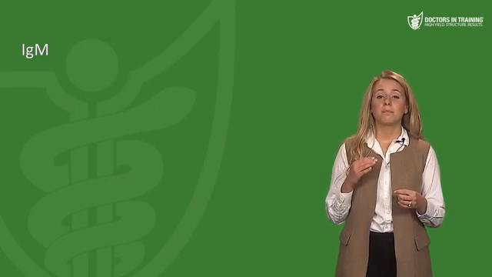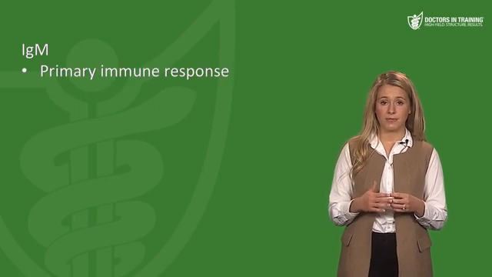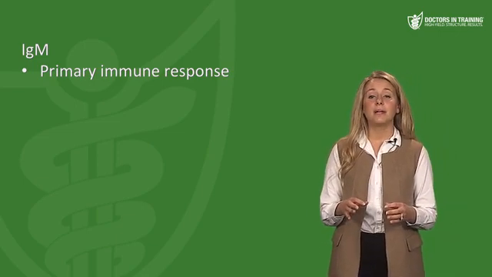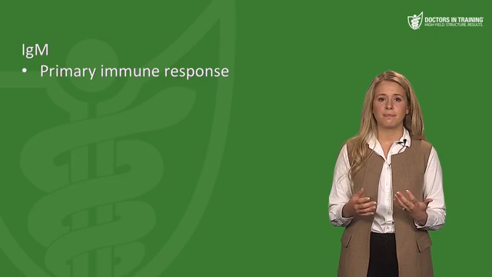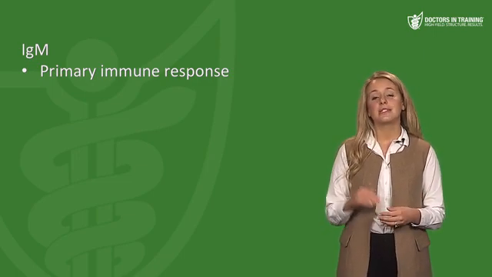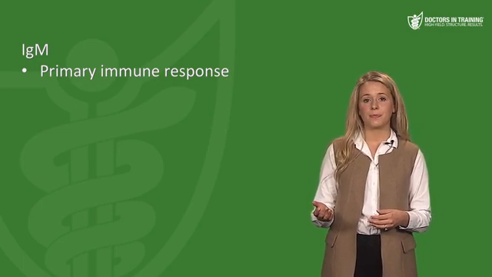IgM is a part of the primary immune response of an antigen. When you encounter an antigen for the first time, the antibodies generated are mostly IgM. IgM is the primary immune response, and IgG is the secondary immune response.